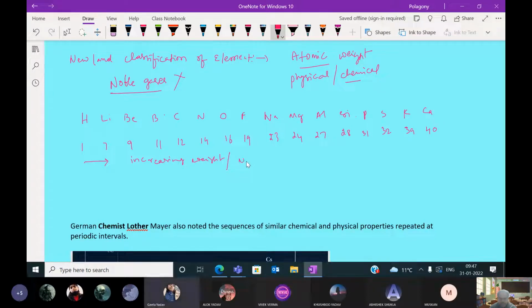Noble gases. Sir, noble gases were absent. No noble gases. Clear, everyone? Now, he made an arrangement, meaning he arranged the elements, he grouped the elements.